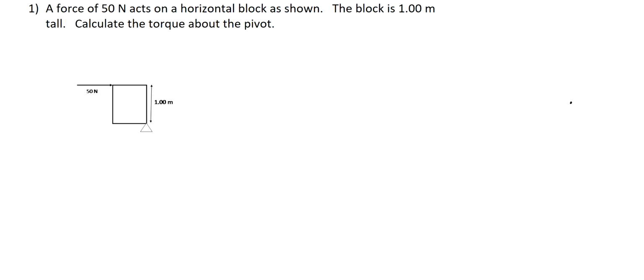In this video, we will solve two torque problems, one with parallel forces and one with non-parallel forces. So, in this first example, a force of 50 newtons acts on a horizontal block as shown. The block is 1 metre tall. Calculate the torque about the pivot.